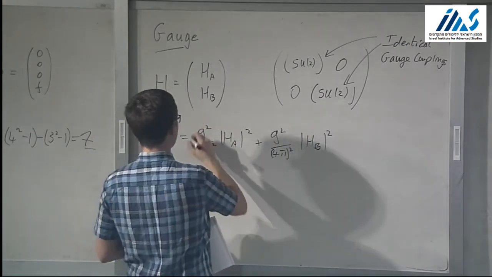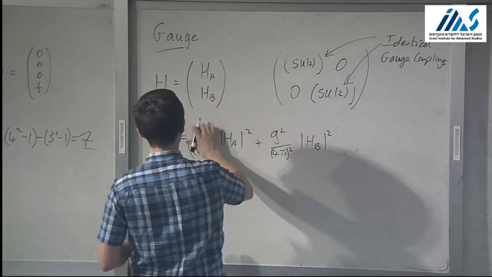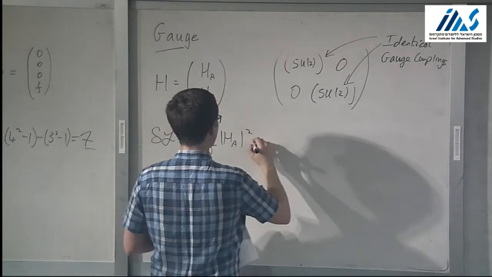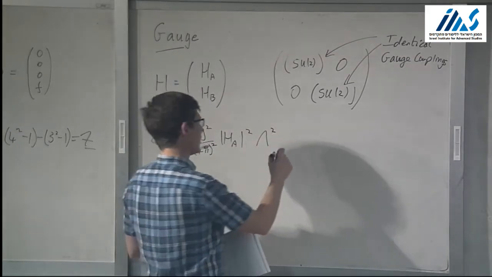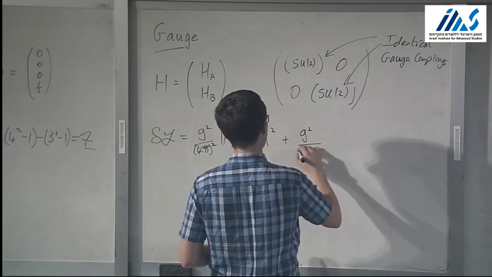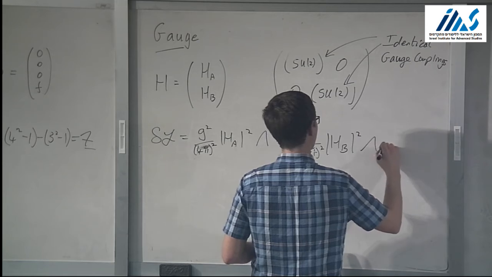So all of this, times something. Actually no, let me write this differently to point out an underlying assumption. Times lambda squared. So this is what we did both times in the past. Now we have g squared over 4 pi squared, H_B squared, lambda_B squared.